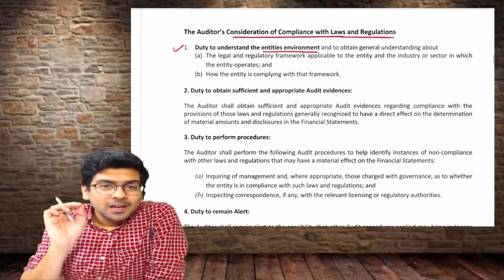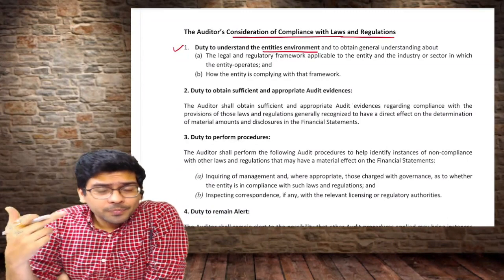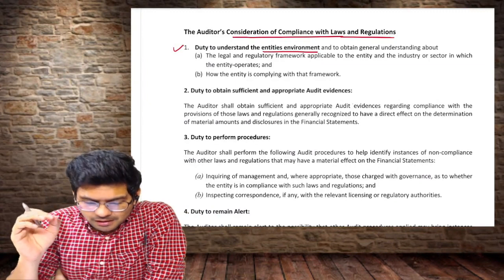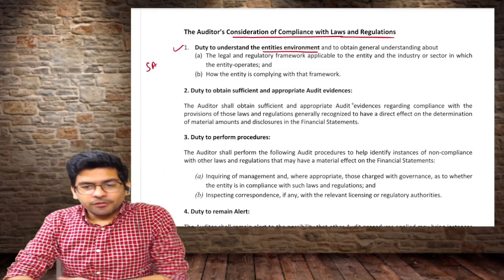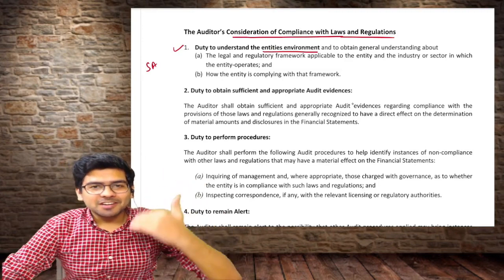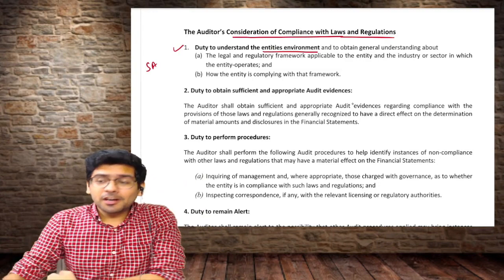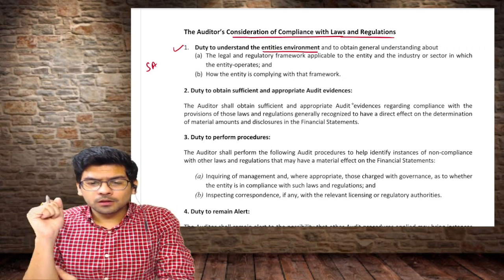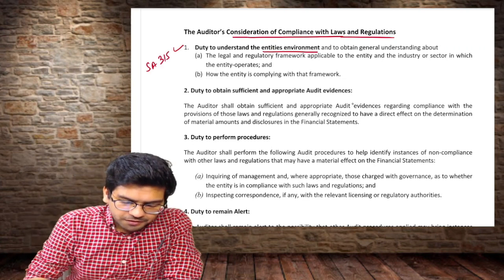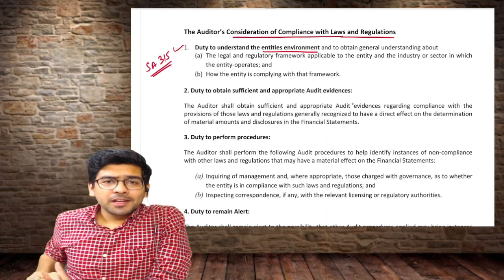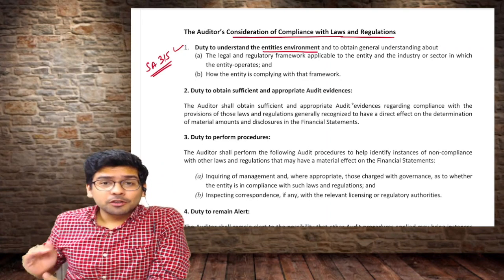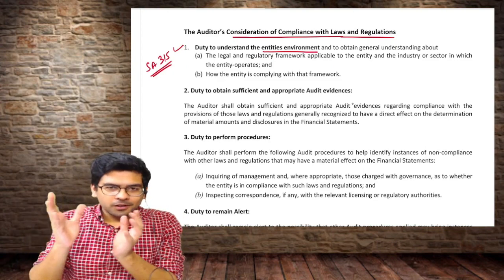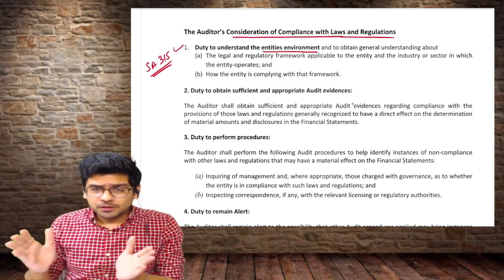Now can anyone tell me the name of the standard wherein we understand the entity and its environment? Can anyone quote the number of the standard, wherein we try to gain an understanding of the entity and its environment, or in short, knowledge of the client's business? The name of the standard, if you remember, is SA 315, Identifying and Assessing the Risks of Material Misstatement through Understanding the Entity and Its Environment, including internal controls. So in 315 we covered ROMMs and internal controls, the entire chapter number 4.